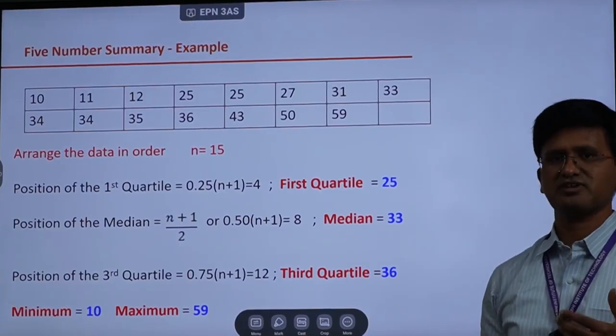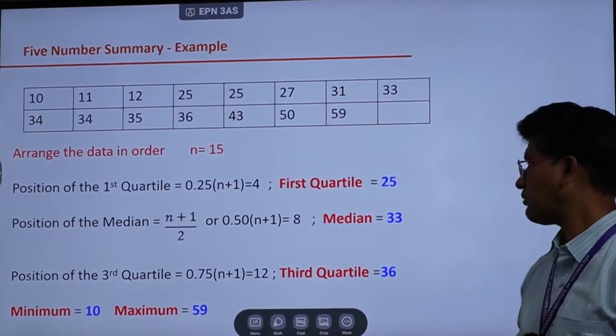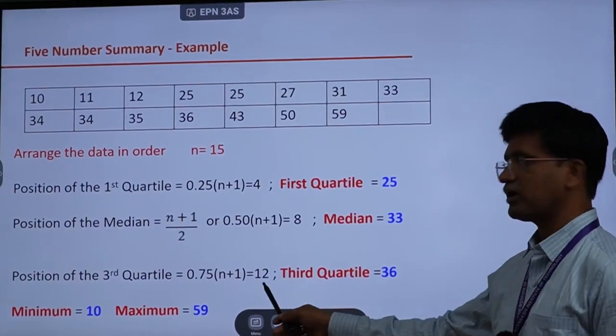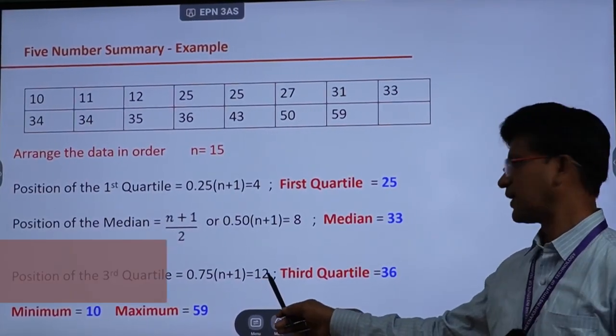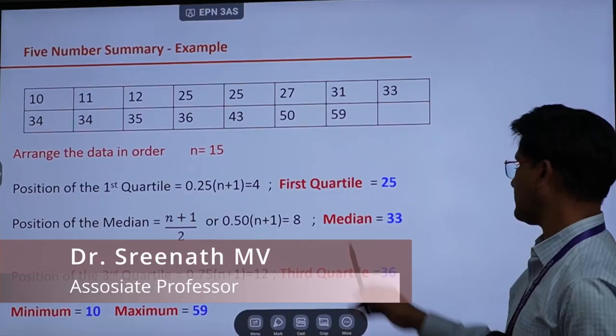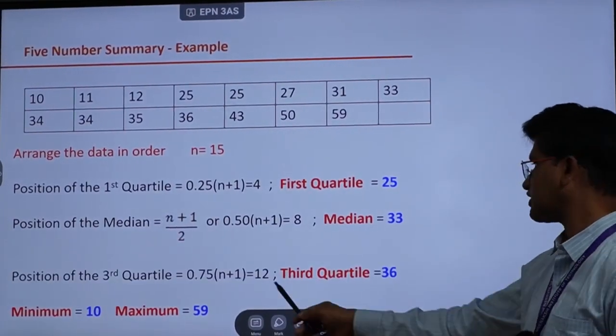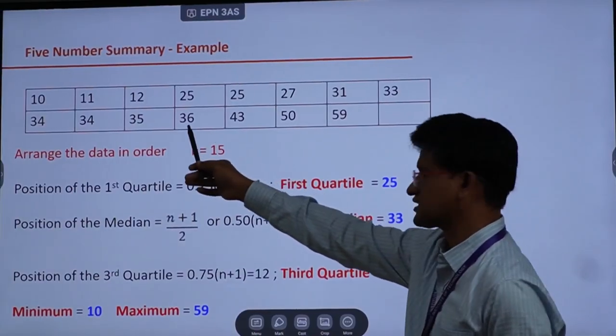The next step is we are supposed to calculate Q3. The formula is 0.75 into n plus 1, and that gives the position of your Q3, the third quartile, which is 12. So in the 12th position, the number is 36. So 36 is the data point present in the 12th position. You can see here, 36 is here.